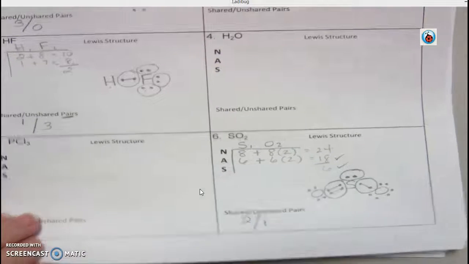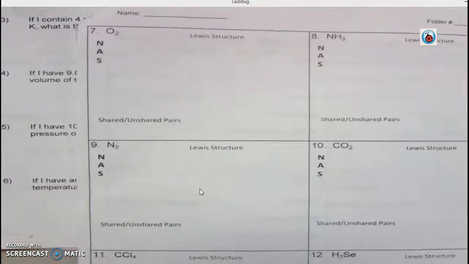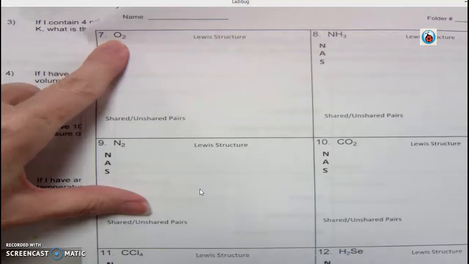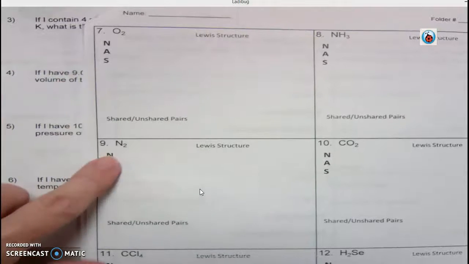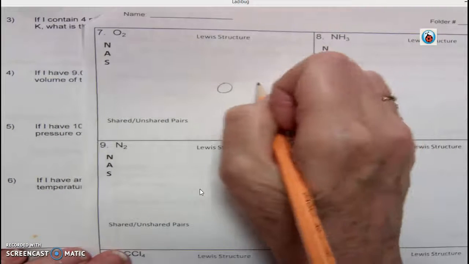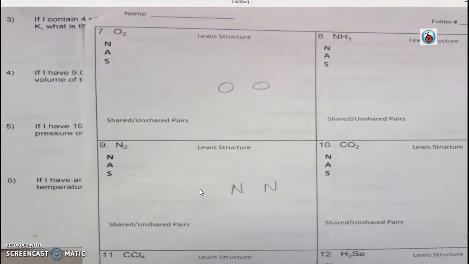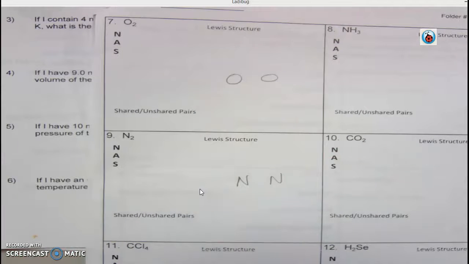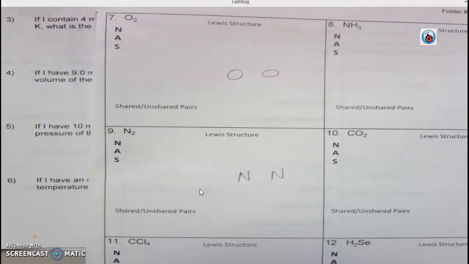Okay, but I also want to go over real quick on the next page. If you've got 2 atoms that are the same, like oxygen gas, nitrogen gas, when you go to bond those, just put them next to each other, okay? Figure out your NAS and then how many electrons they are going to share between them. See if you can figure that out. If you need my help, just let me know.